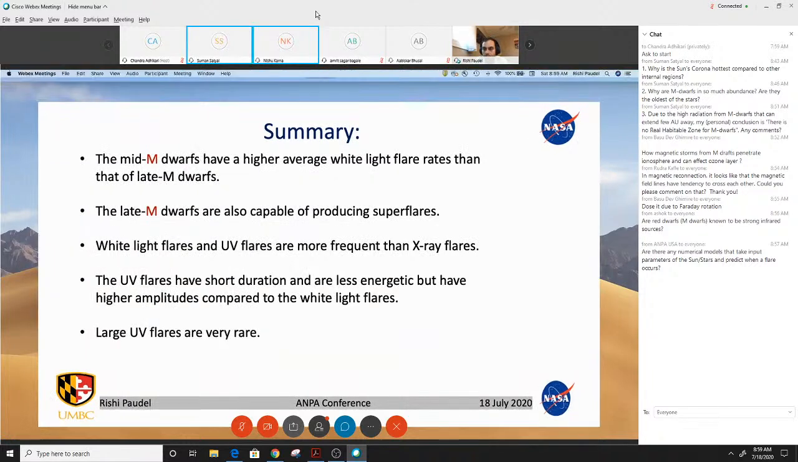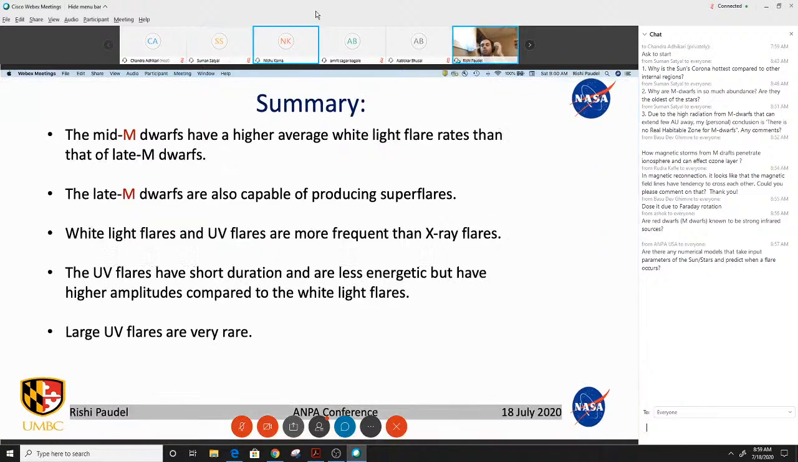Yeah. So the first question is, why is the Sun's corona hottest compared to other internal regions?